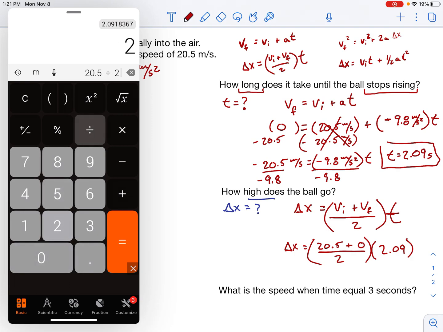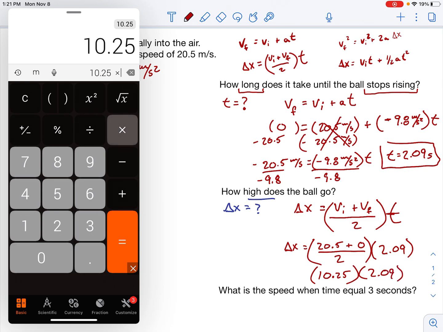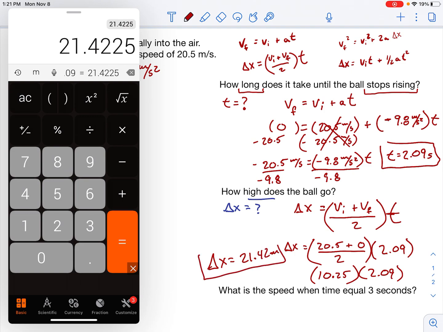20.5 divided by 2 is 10.25. Okay. And if we multiply that by 2.09, we get a displacement of 21.42 meters. Okay, so that's how you'd use that one.